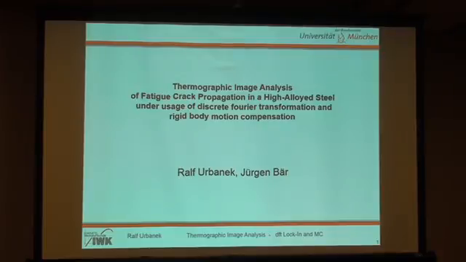Now? Okay, perfect. My name is Ralf Overneck. I'm from the University of the Federal Arts in Munich, and I'd like to tell you something about thermographic image analysis. In former studies, we found some problems because of motion, and therefore we try to solve this problem with a motion compensation. We have no clear idea how lock-in works, so we try to invent our own lock-in algorithm because no one ever said how he does it.